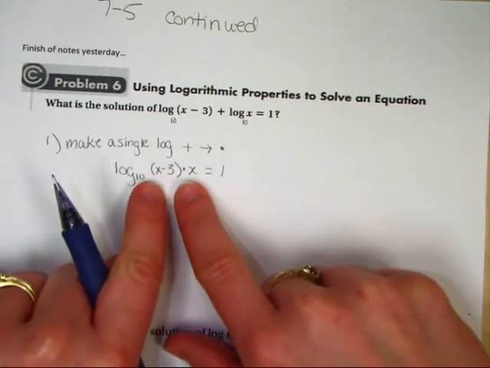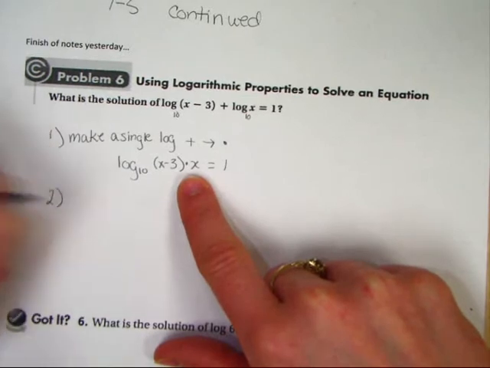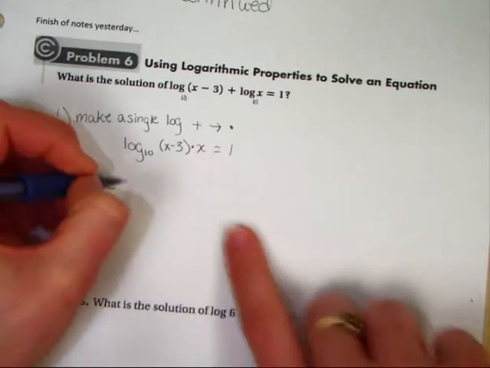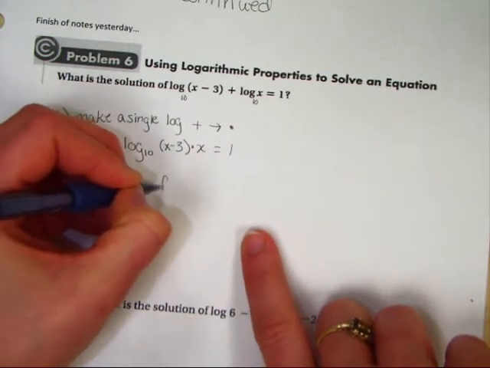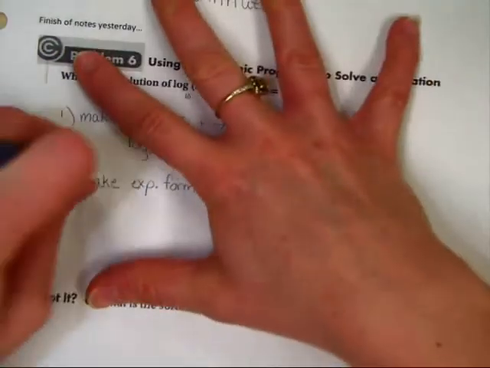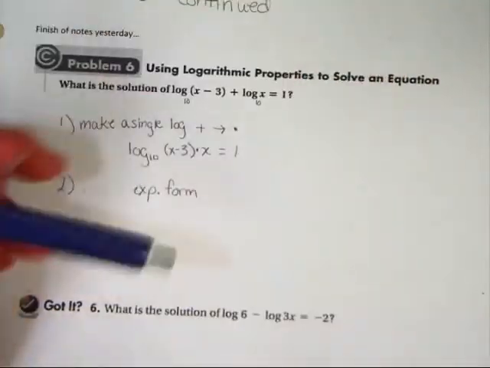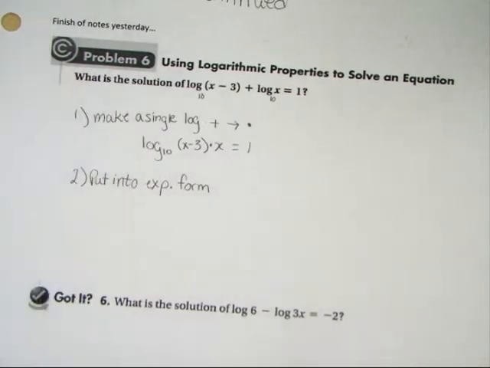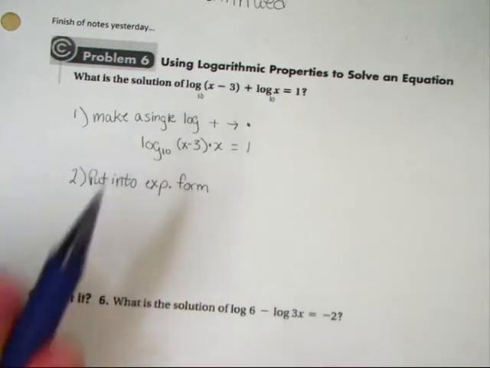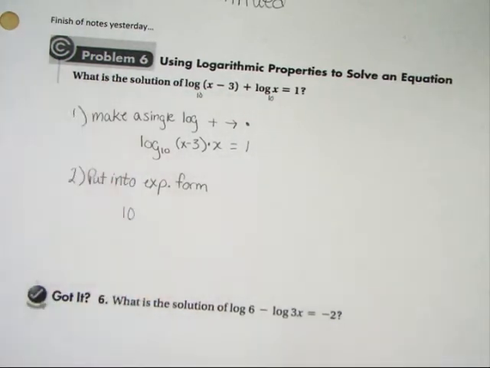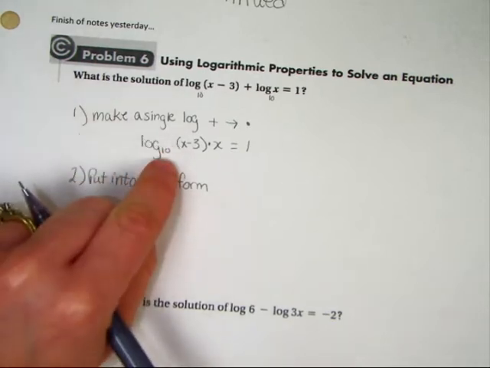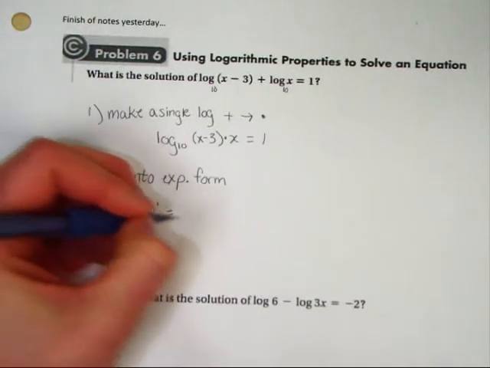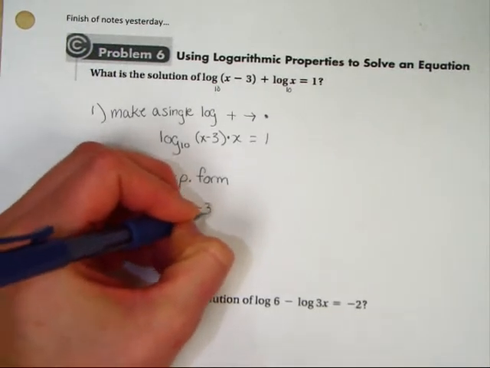Now, since it is a single log, step 2, I'm going to put it into exponential form. That would be better English. So I'm going to take my base of 10, and my exponent of 1. Remember how it goes, 10 to the first? And that is going to equal x minus 3 times x.